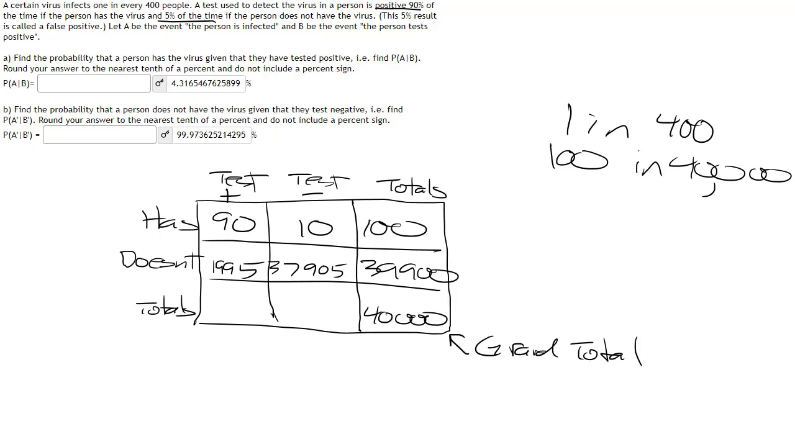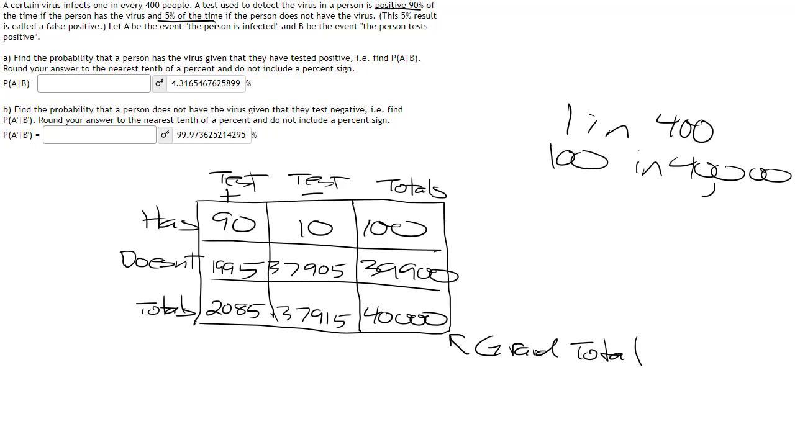So now we can fill out our other totals. We know now that there was a total of 37,915 people, right? Add these two numbers that received a negative test result. And we add these two together, right? 1,995 plus 90 gives us 2,085. That's how many people got a positive result. And then, of course, if you add these two numbers together, you'll see it adds back up to 40,000 like it should.